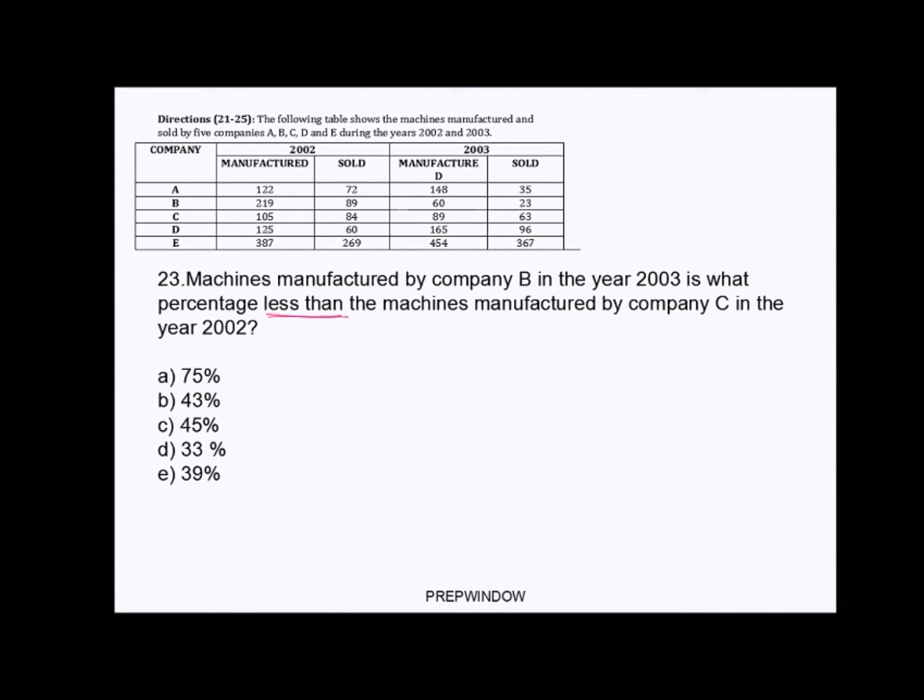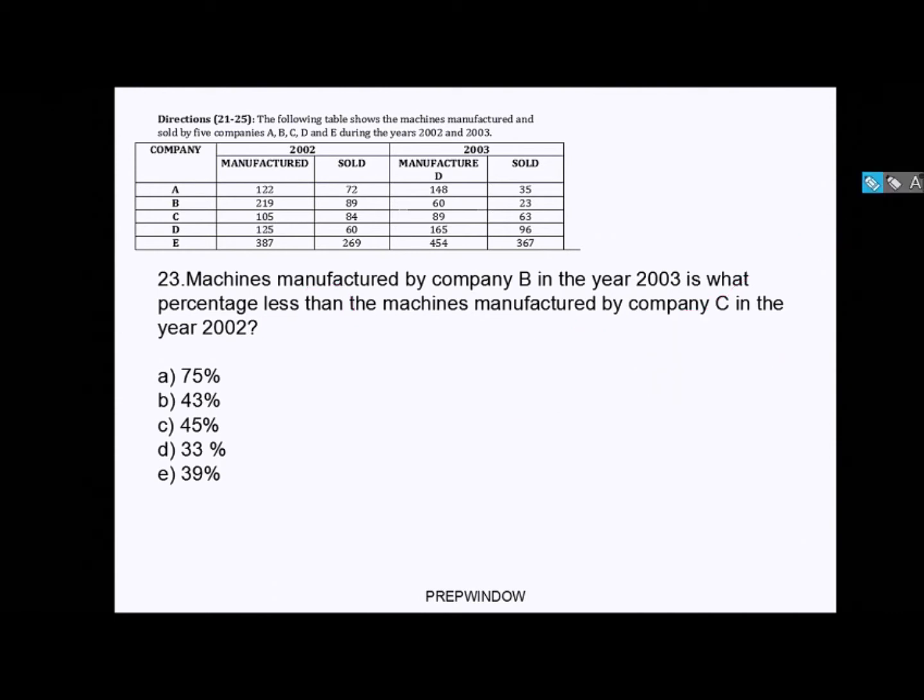One more short technique I am going to tell you. Students, suppose you have a question like this: X is what percentage less than or more than Y. As I said earlier, in a percentage question you will have numerator and denominator into 100. Your numerator will be the difference between X and Y, and your denominator will always be Y, the number which comes after "than". So the numerator will always be the difference between these two. Keep note of this. Now we'll move to the question.